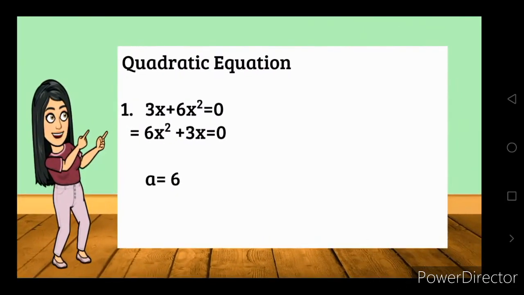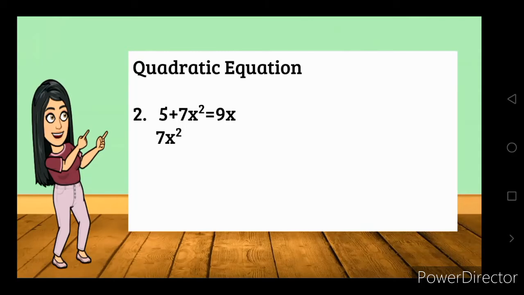Then, let us identify the values of a, b, and c. a is equal to 6 because of the quadratic term 6x squared. It is the numerical coefficient of the quadratic term, which is positive 6. Then b is equal to positive 3. How about c? c is equal to 0 because there is no constant term. So if there is a missing term in a given quadratic equation, it will become 0.